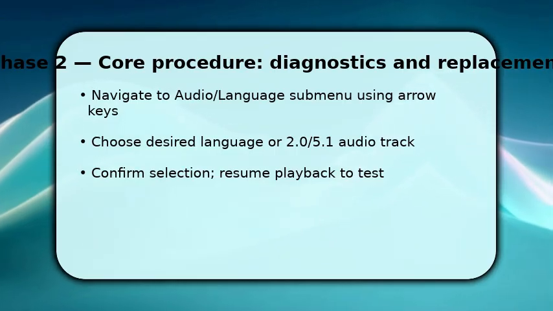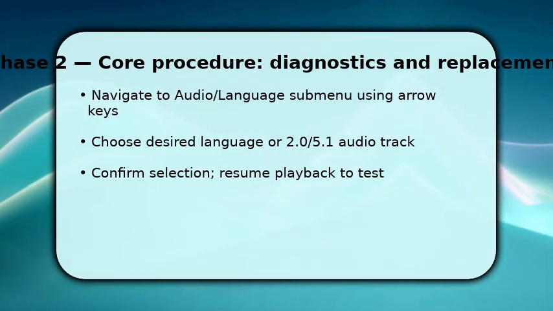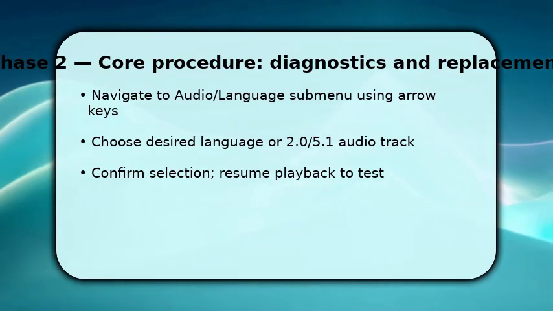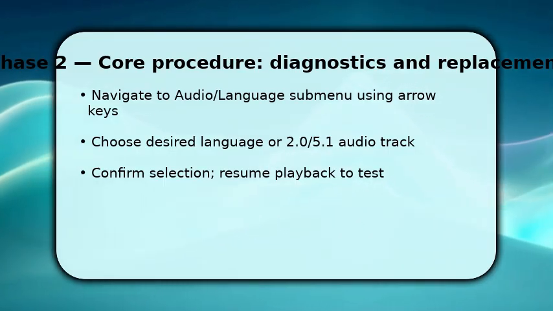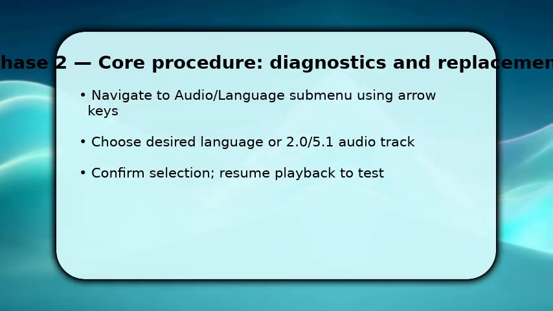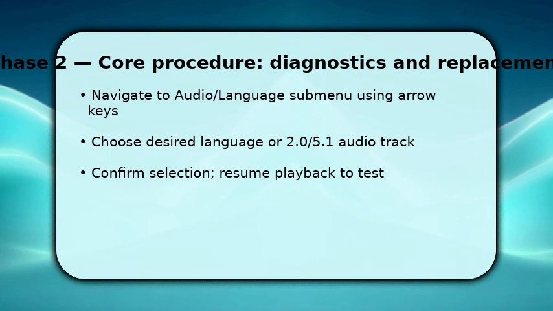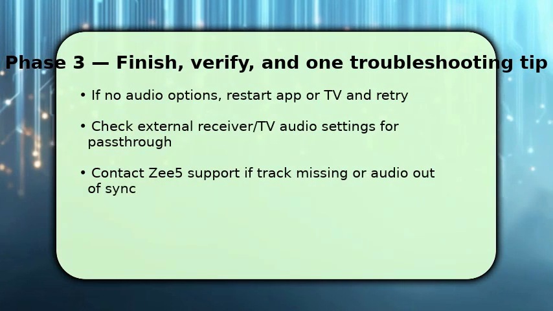After selecting, press OK or Confirm so Zee5 applies the choice. Then resume playback immediately to listen and verify that dialogue, surround effects, or dubbed audio are correct. To finish, make sure the chosen audio remains active for the full program.